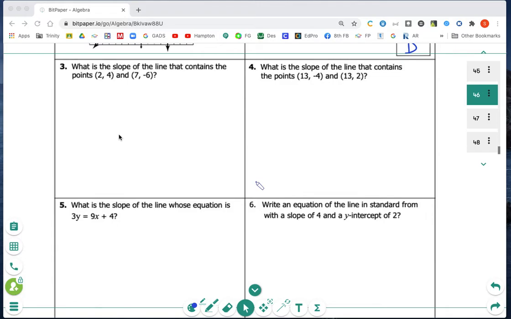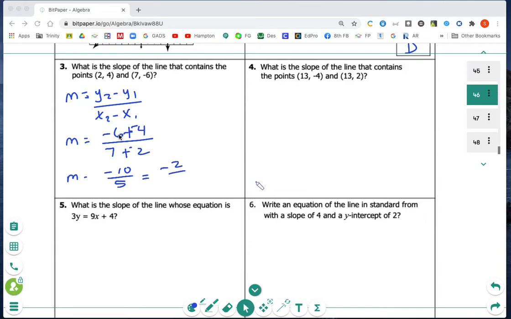What is the slope of the line that contains these 2 points? So we're going to do m equals y2 minus y1 over x2 minus x1. M equals -6 minus 4 and 7 minus 2. We're going to go ahead and do keep, change, change, keep, change, change. So we have m equals -10/5, which is going to give us -2/1.